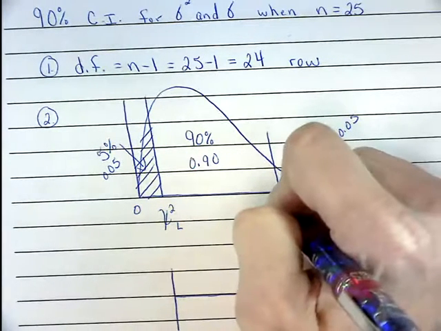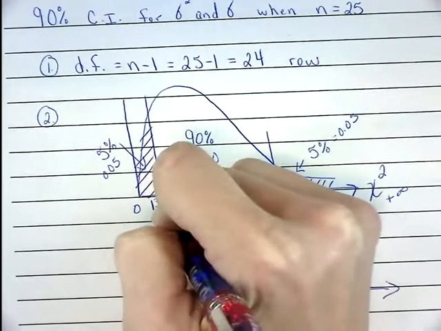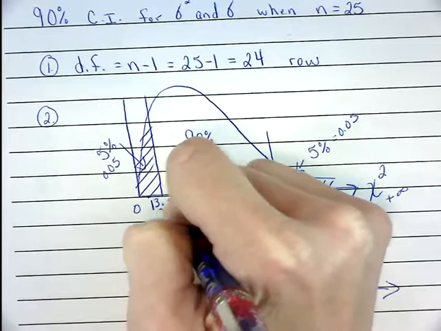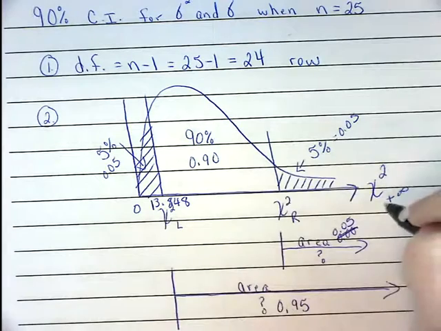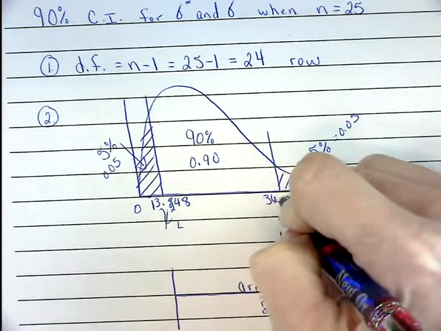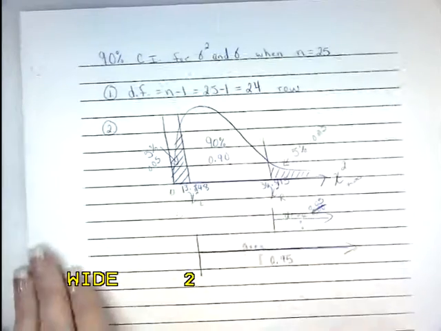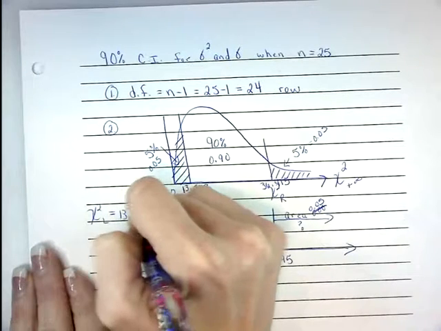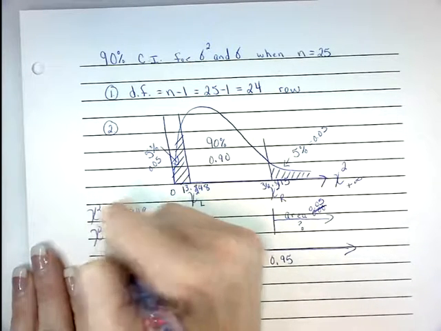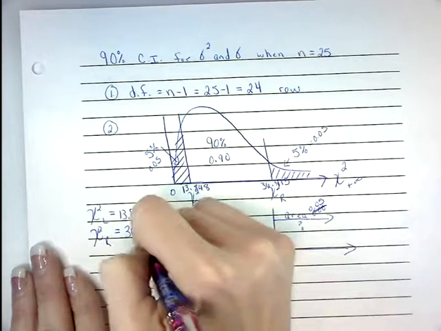Now we actually know this number, and this number is 13.848, and this number is 36.415 from the table. You could also say that chi-square from the left is 13.848, and chi-square from the right on the axis is 36.415.